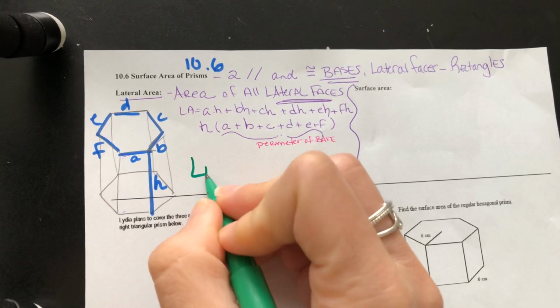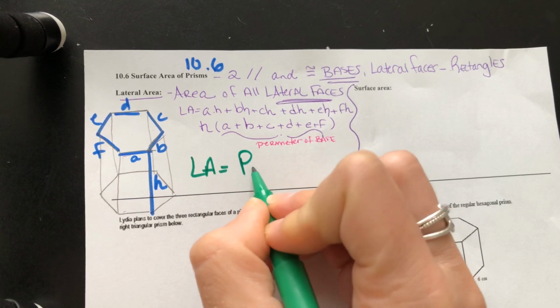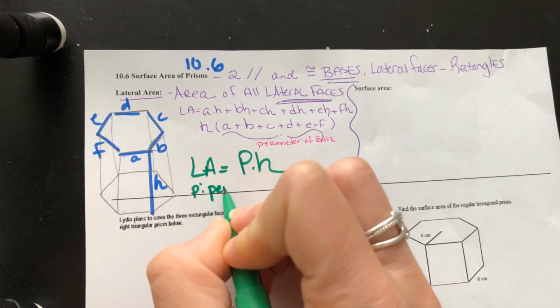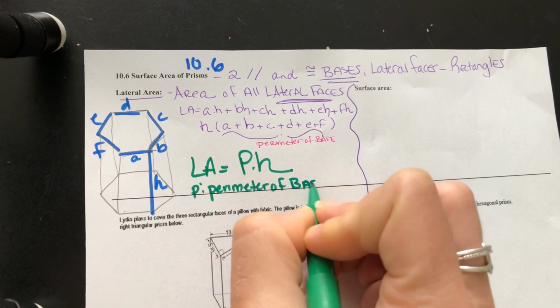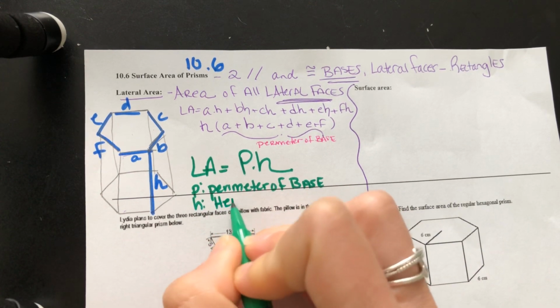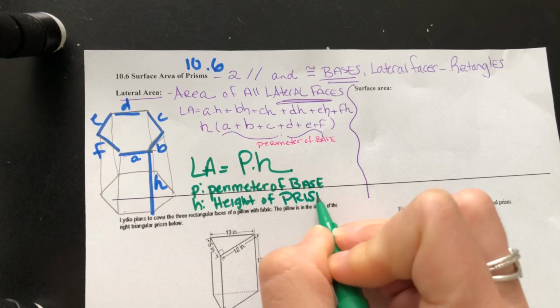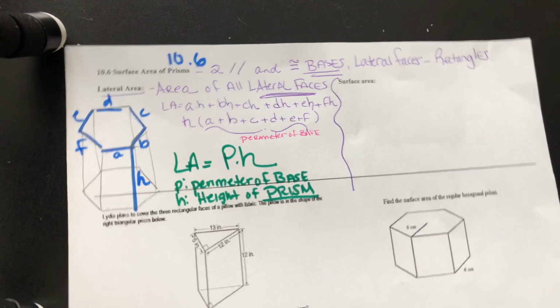To find LA, which stands for lateral area, you're going to take P times H. P stands for the perimeter of your base, and H stands for the height or the altitude of the prism. This is where some people lose it. It's what connects the two bases. And that's your main idea.